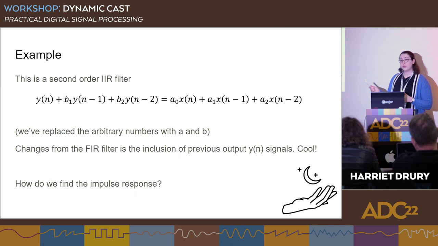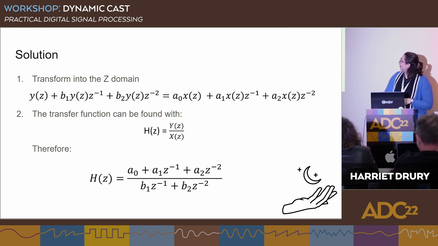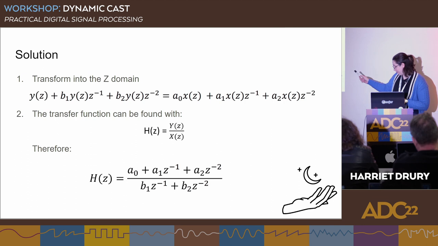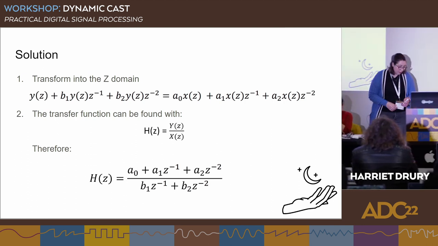It's pretty neat. So how do we find the impulse response of this? We do the exact same thing again. We put in the z's. We use our transfer function equation. And we get this grim looking thing, but this is a very common, this is a very important, if you take anything from my filters equation, take this equation.